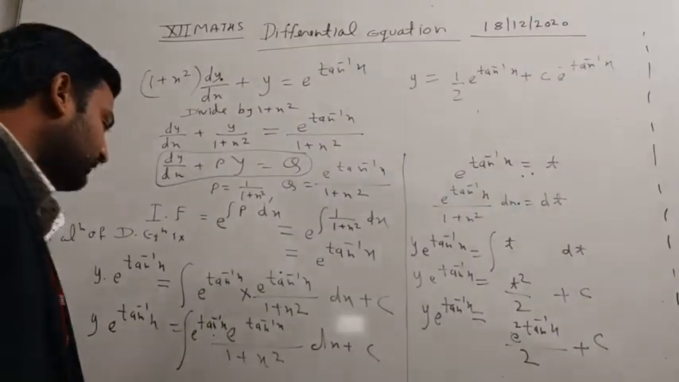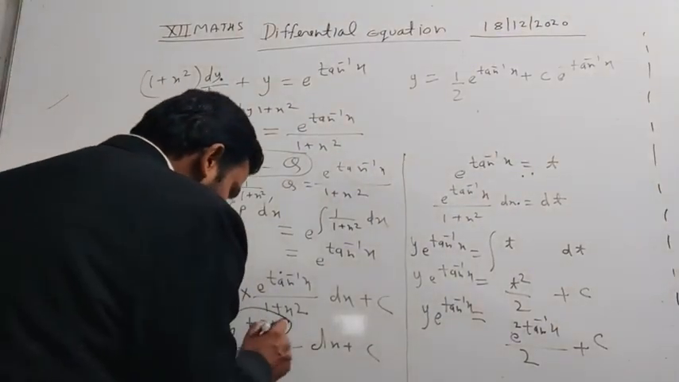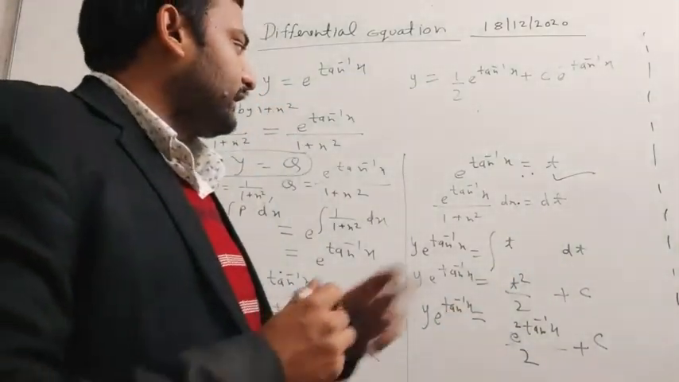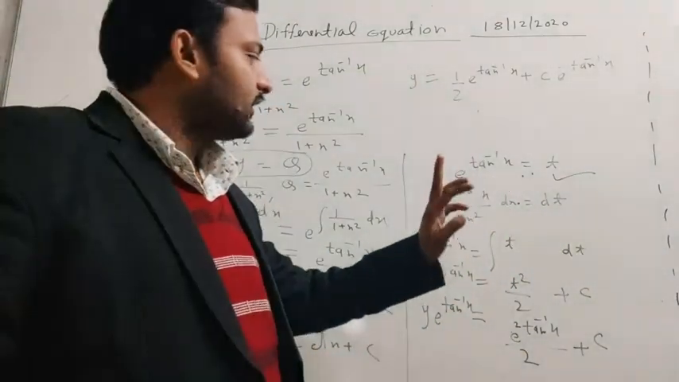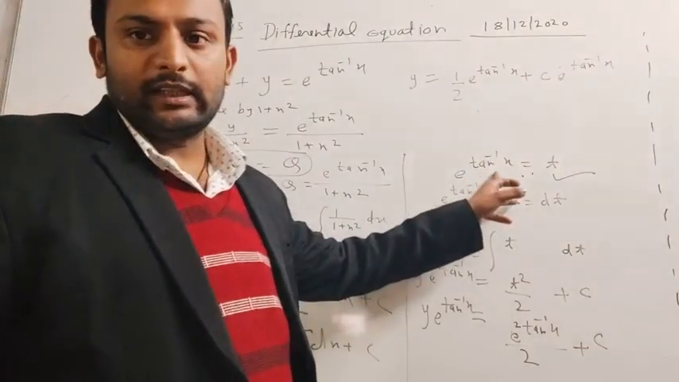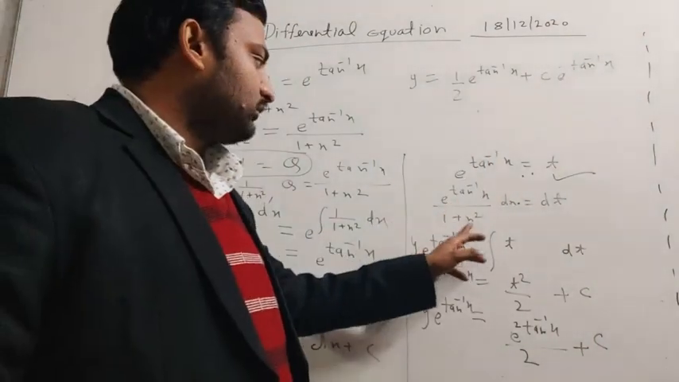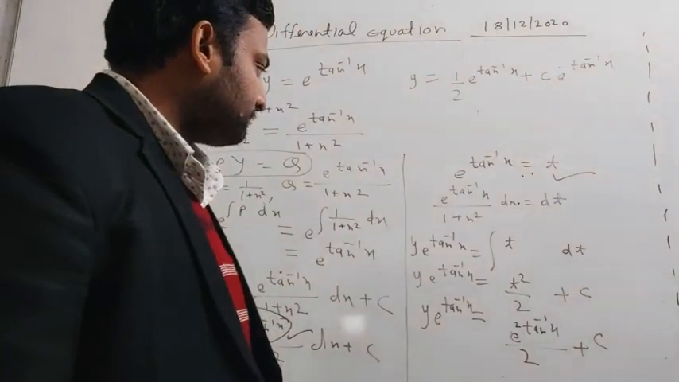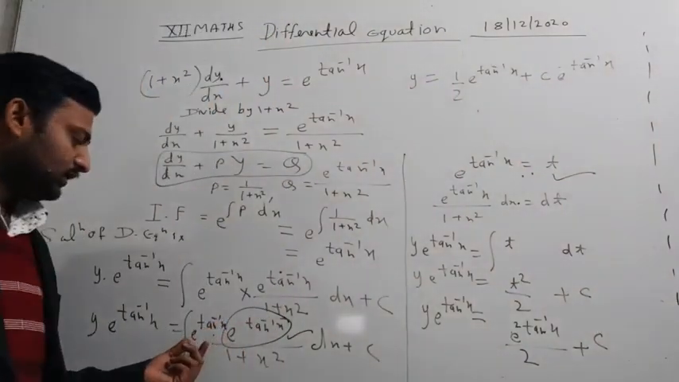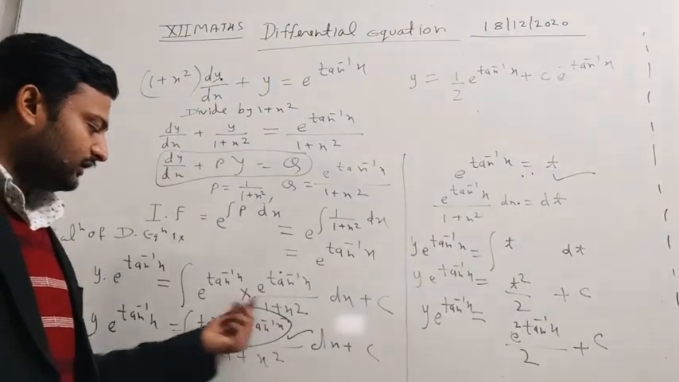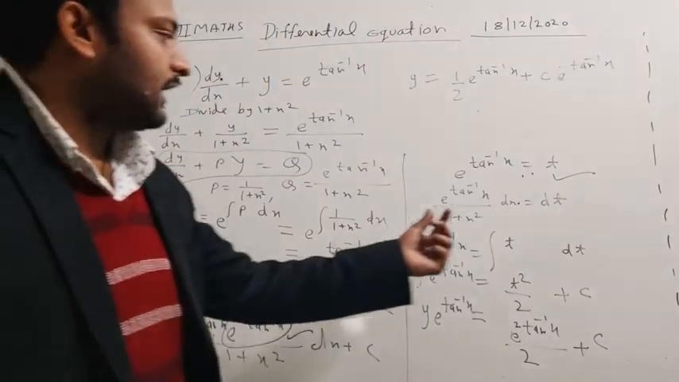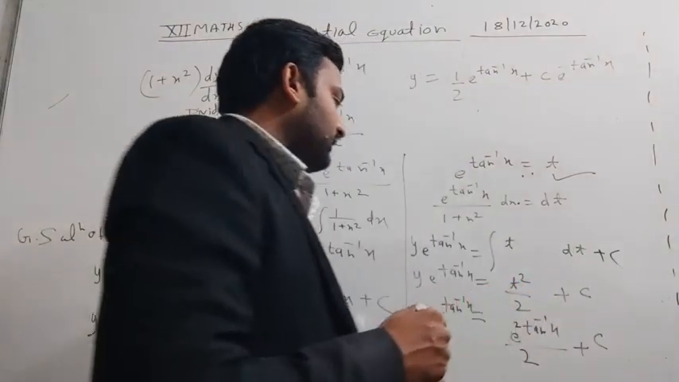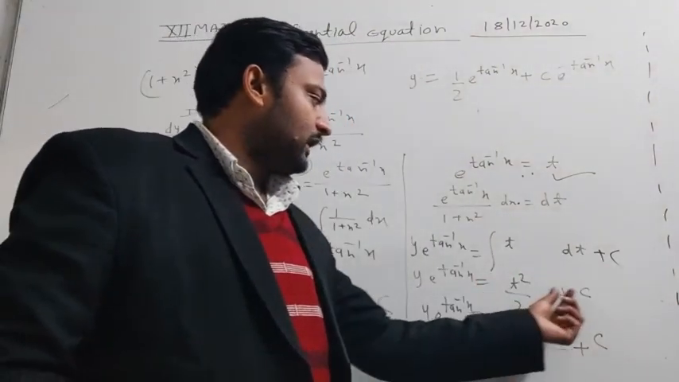Now let this term be t. Okay, so differentiation of e to the power tan inverse x, with the differentiation of tan inverse x being 1 by 1 plus x square dx, is dt. Now we put it here, so this is our t and this term is dt, so we can write integral of t dt plus c, and this is t square by 2 plus c.